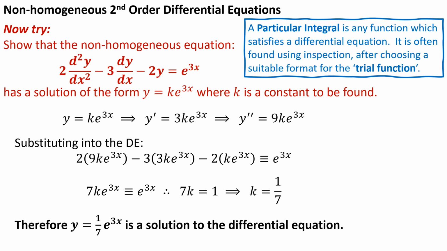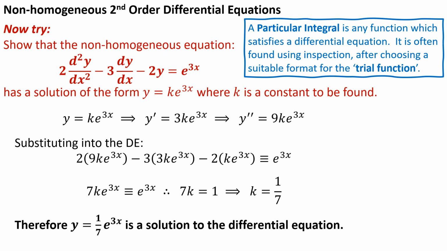Make a note of this. When we're finding a particular integral, we do this essentially using inspection. We look at the right-hand side of the equation, and then we choose a suitable format for what's known as the trial function. This is just the function that we try to put in. And in general, you're not going to be told what trial function to use, except in certain awkward situations where it will be difficult to spot otherwise.